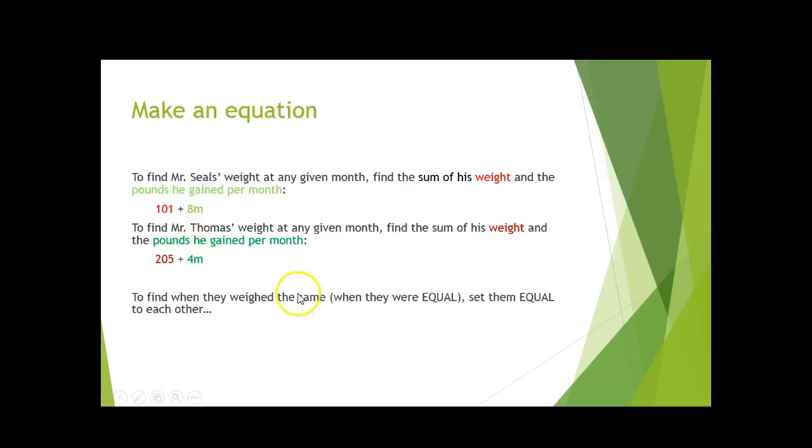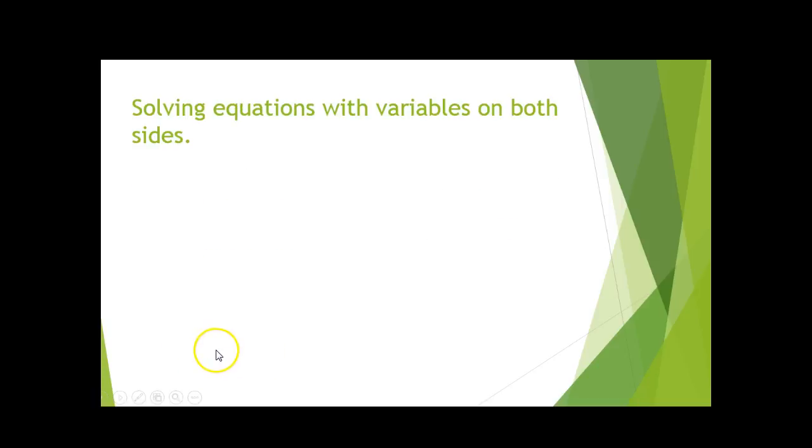If I want to find where we weigh the same, where we are equal, set us equal to each other. So my weight and Mr. Thomas's weight are going to be set equal to each other, and we're going to solve them. That means we need to figure out how to solve an equation with variables on both sides. Here's how you do it. You've got to remove a common value of terms from both sides, and that means I have to get rid of the 4m or the 8m, either one.